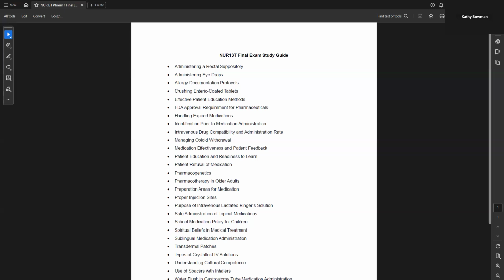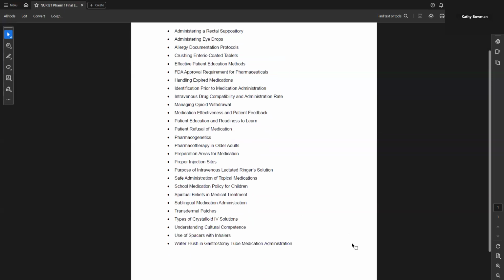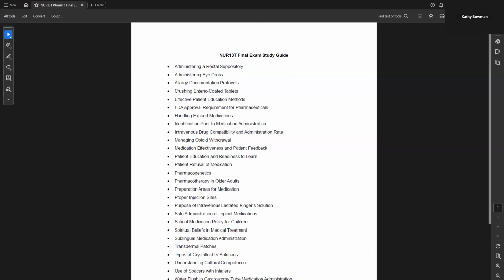Sublingual med administration. Going back to the spirituality. Spirituality is included under cultural competence, right? Make sure you, it's one of the things, the second to the last one noted on the study guide, understanding cultural competence, right? Be aware of your patient's culture, okay?